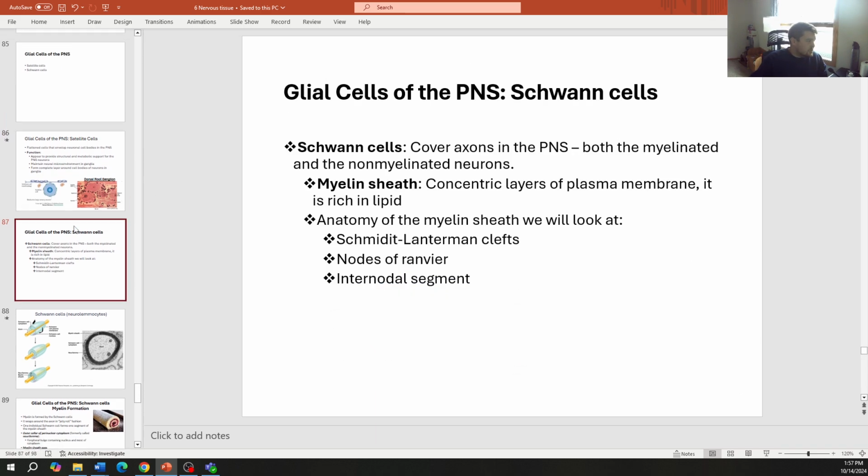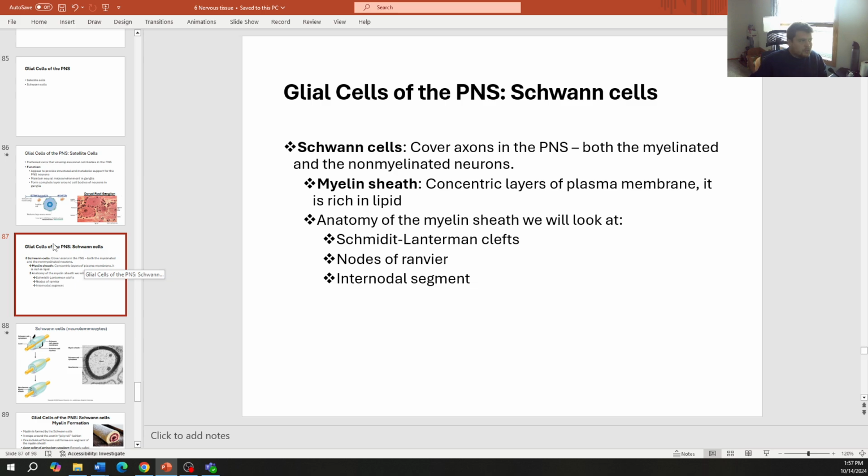Next, Schwann cells. This is where we're going to dive into myelin formation. Remember, in the central nervous system, what were those cells called? Those are called oligodendrocytes in the central nervous system, and they myelinate multiple different axons. In the peripheral nervous system, and again, what's the difference between peripheral and central? Central nervous system is our brain and our spinal cord. The peripheral nervous system is going to be everything outside of that.